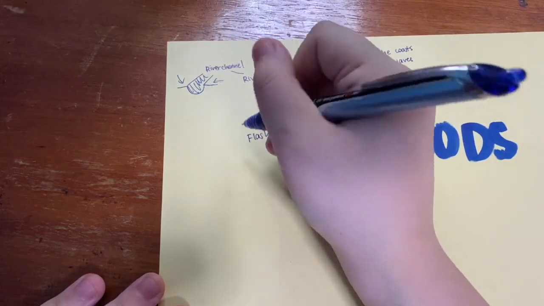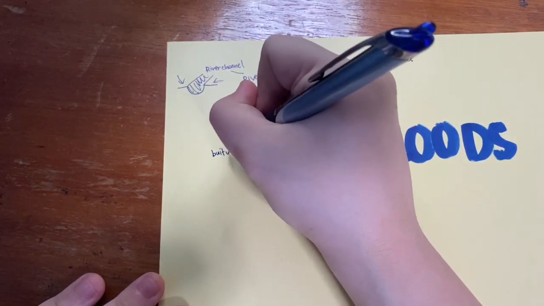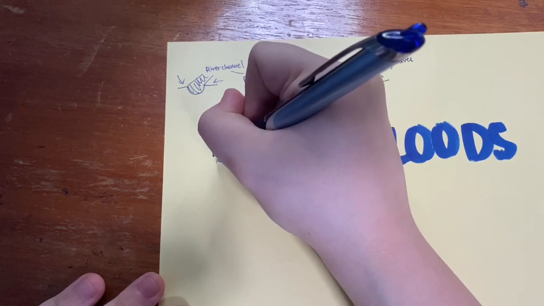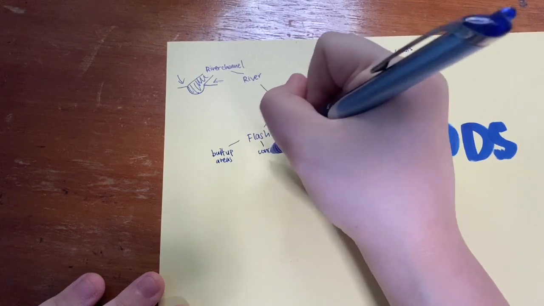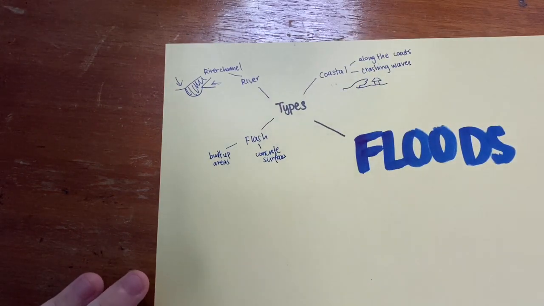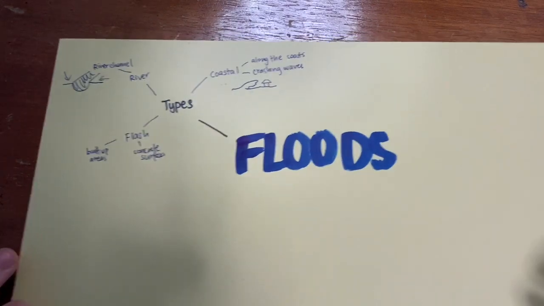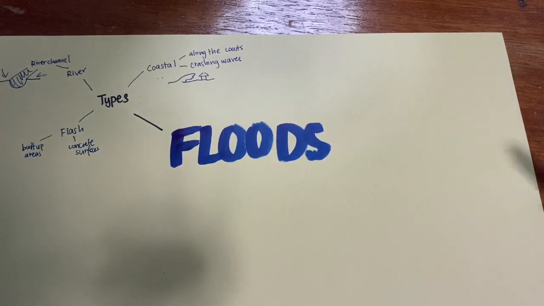And lastly, for flash floods, you are going to see built up areas and lots of concrete surfaces. Because these surfaces are impermeable, floods happen as there's no infiltration. So that is all we have for types of floods. I'm going to move on to the causes of floods.